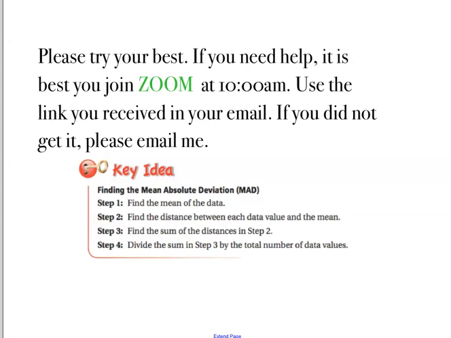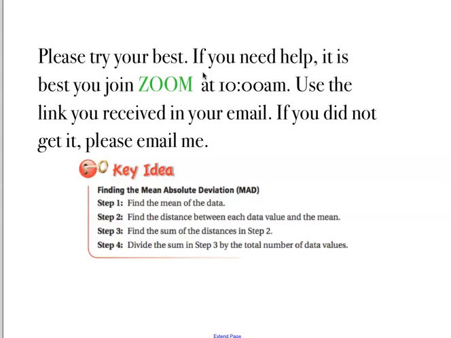So remember, please try your best. If you need help, it's best you join Zoom at 10 a.m. I can help you do some of the problems. You don't have to do that many. The IXL does give you a decent amount of points for each one you do. Use the link you received in your email. If you did not get it, please email me.